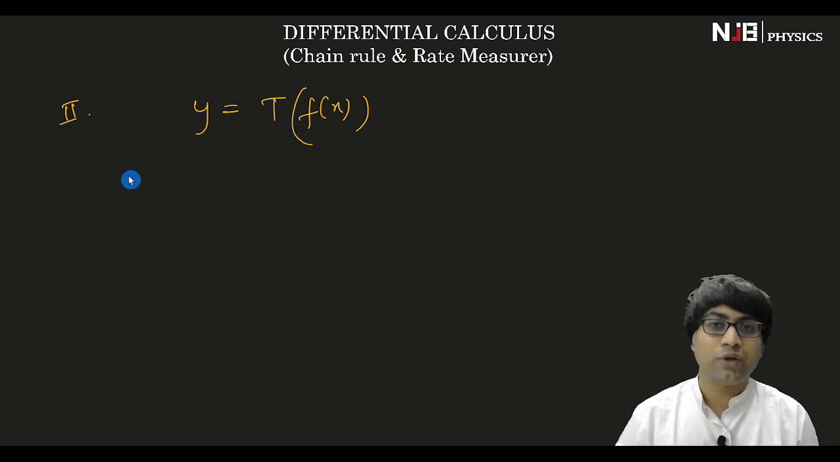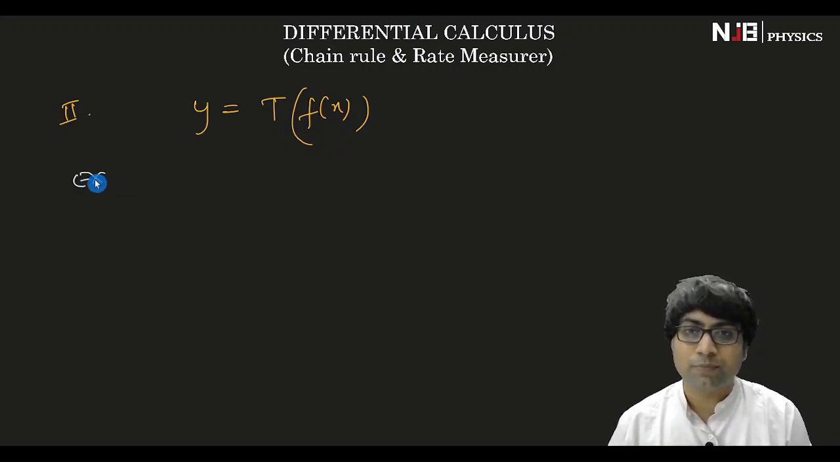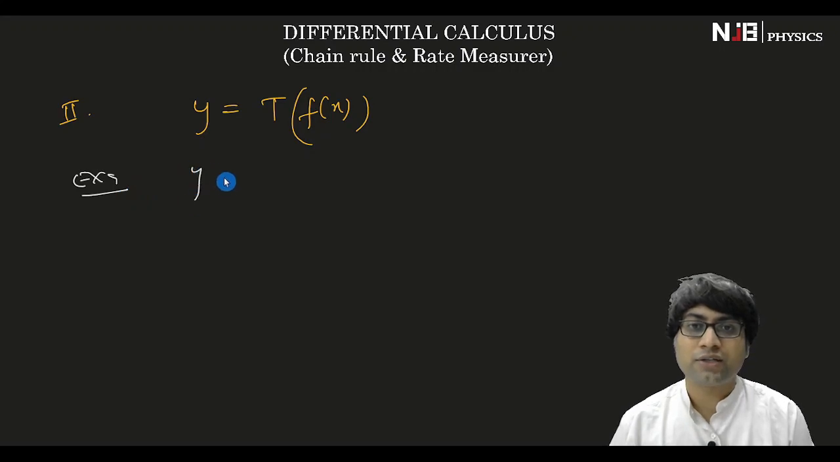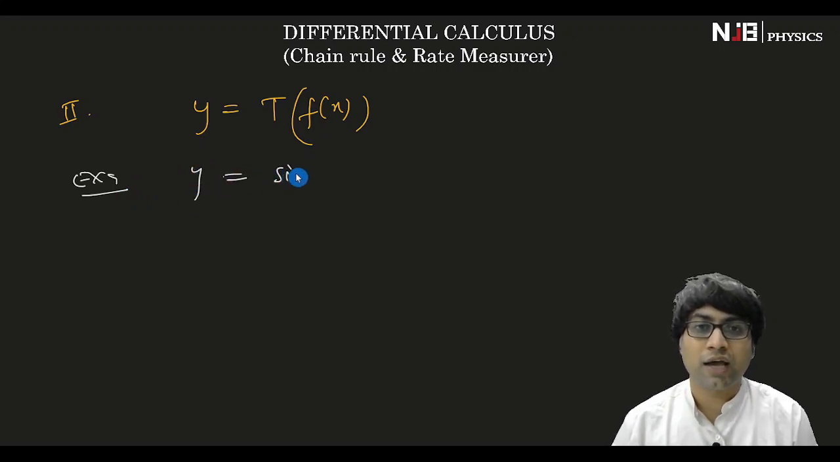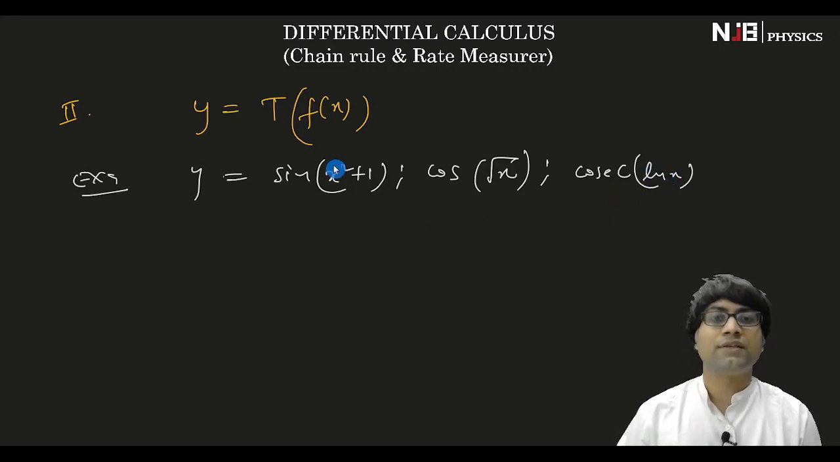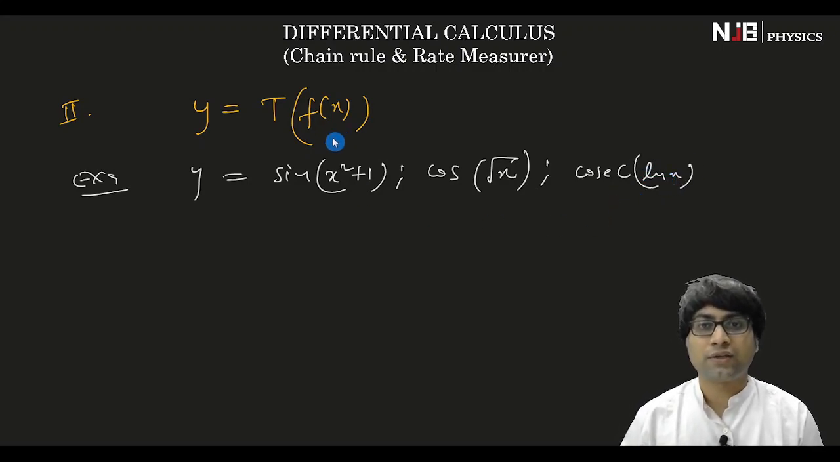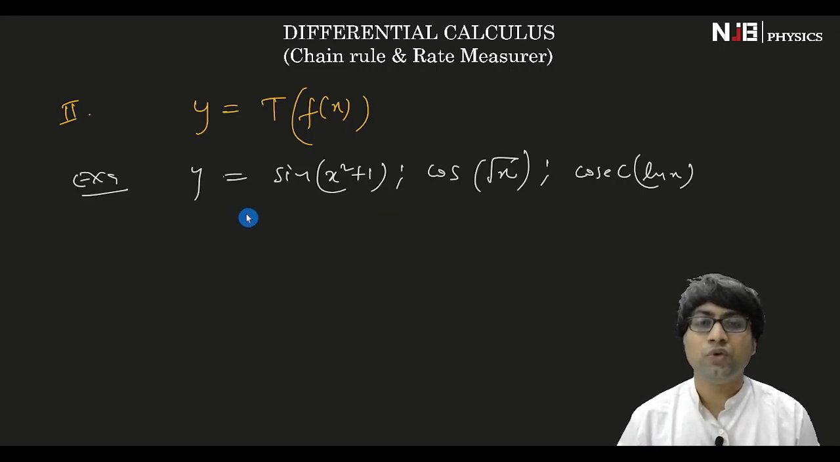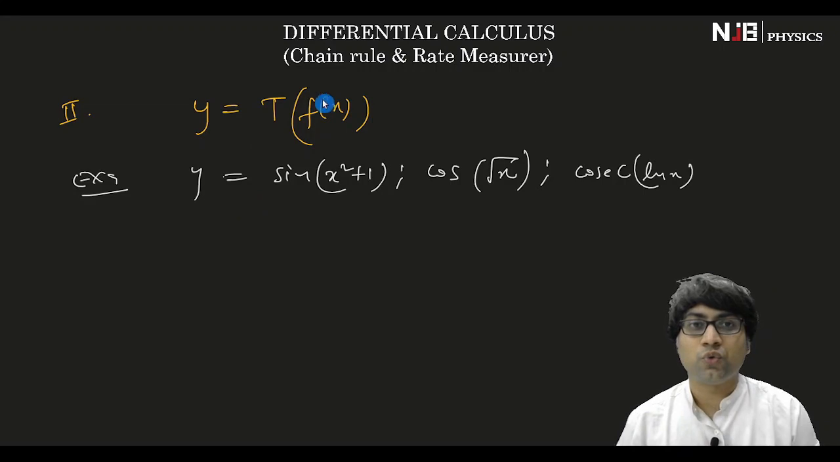So how are we going to do it in this manner? Let's take a few examples of this function: y is equal to sine of x squared plus 1, or cos of root x, or cosec of ln x, or this f of x can be an exponential function. If we have this type of situation, how are we going to apply the chain rule?